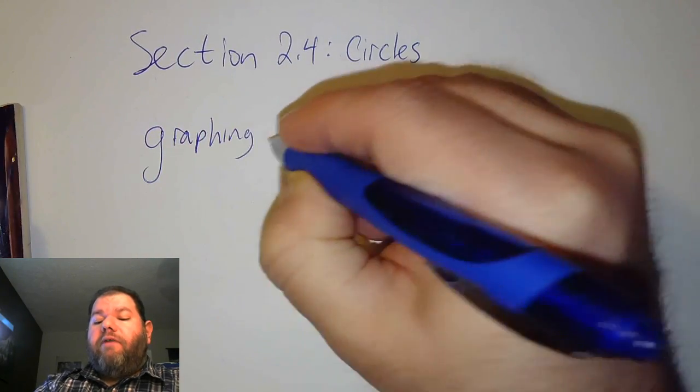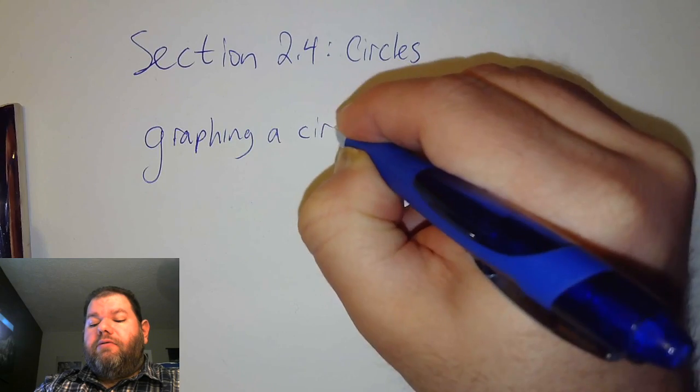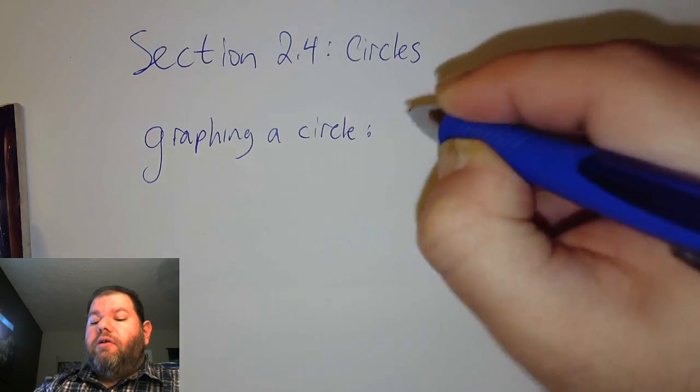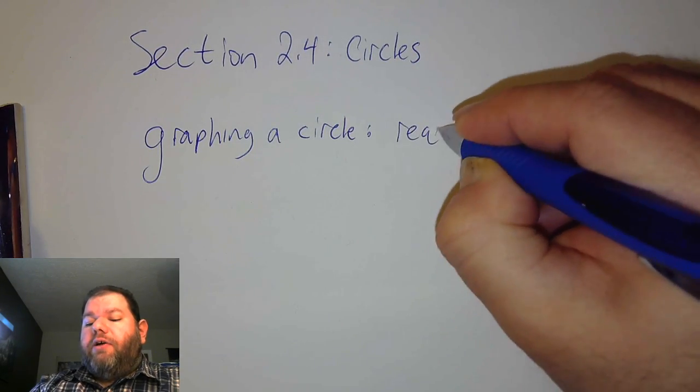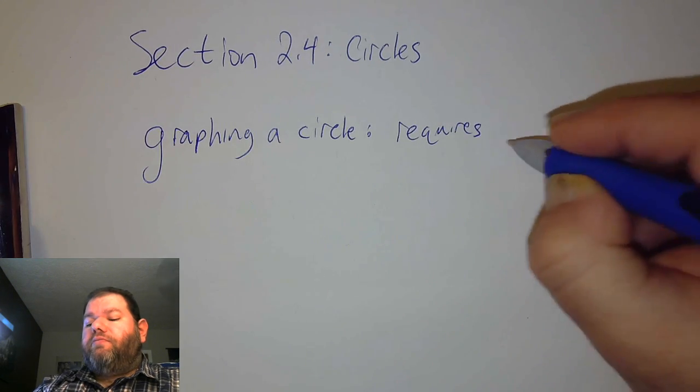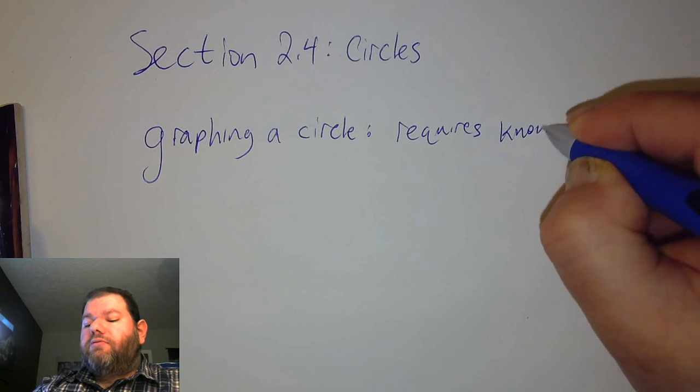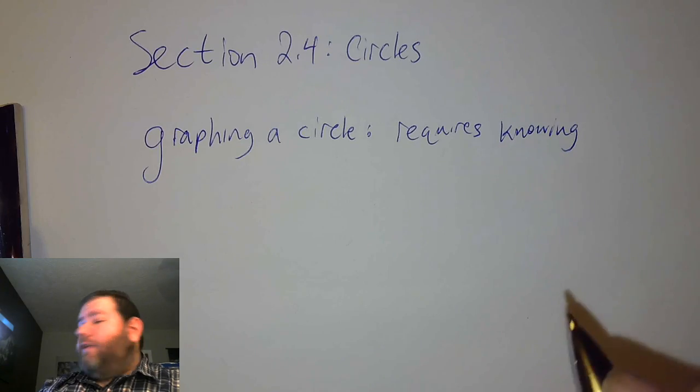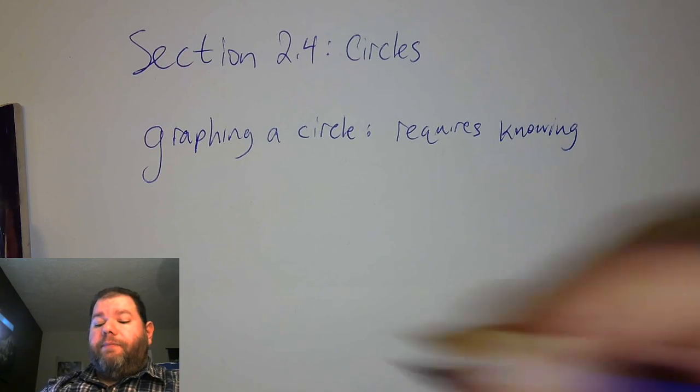So if we're looking at graphing a circle, it requires knowing the radius and the location of the center.